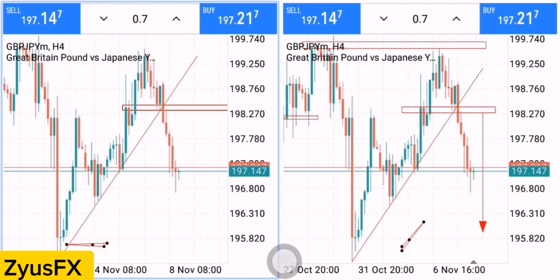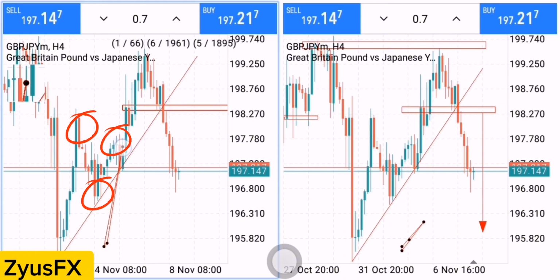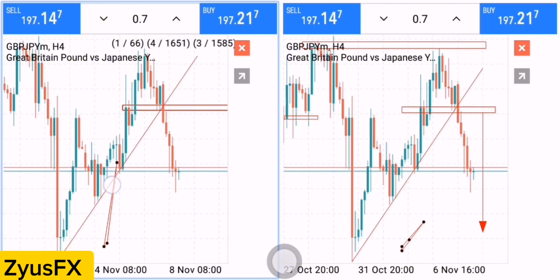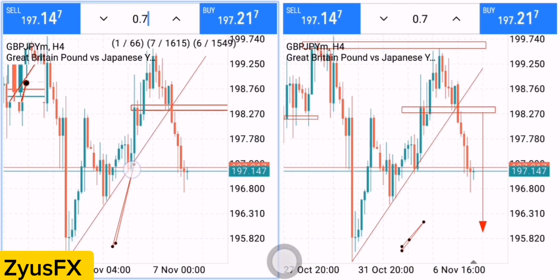Price has been trading above the trend line. Price is not breaking below. Price is making higher high, higher lows, higher high, higher low, and this is an uptrend. If you have been trading for a while, you understand that when price is making higher high and higher low, the trend is up. Price is not breaking below this trend line.